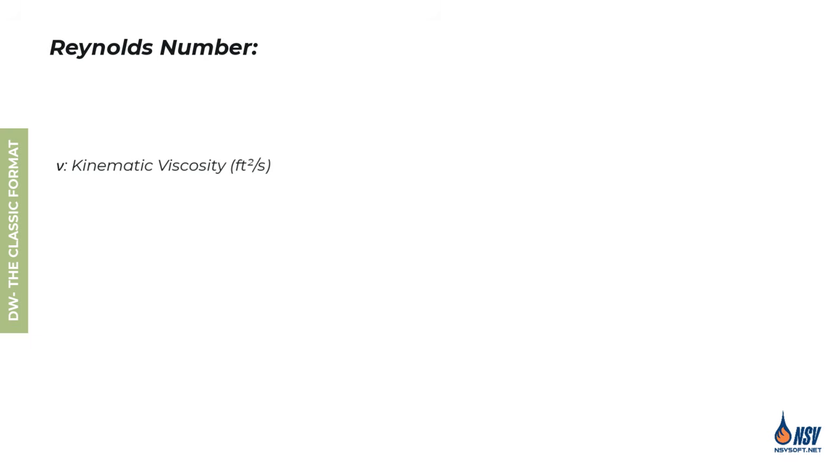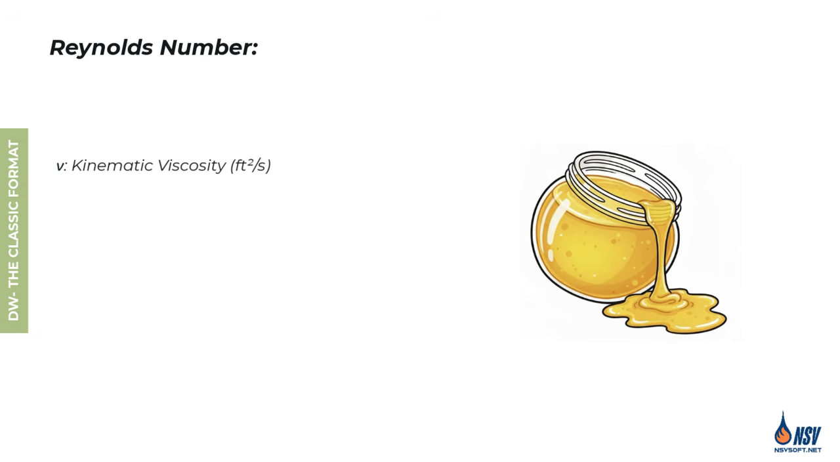We can also calculate the Reynolds number using kinematic viscosity. This parameter describes how a fluid flows under its own weight and the force of gravity. To visualize this, imagine tilting a jar of honey. Because honey has a high kinematic viscosity, it pours very slowly. Kinematic viscosity is calculated by dividing the dynamic viscosity by the fluid's density. Therefore, if we use kinematic viscosity, the formula for the Reynolds number becomes simpler. We just multiply the fluid's velocity by the pipe diameter and divide by the kinematic viscosity.